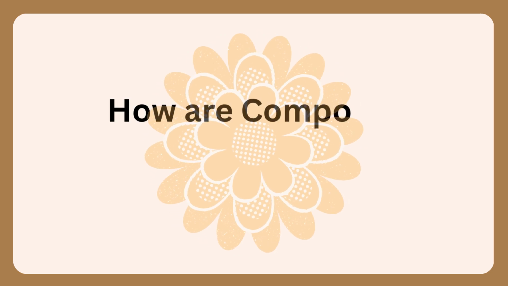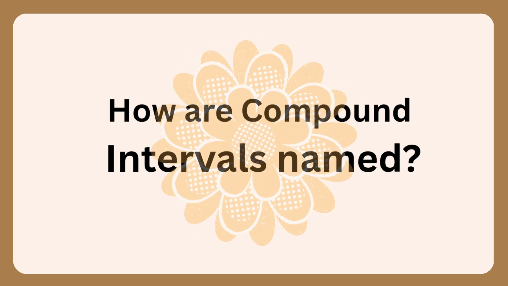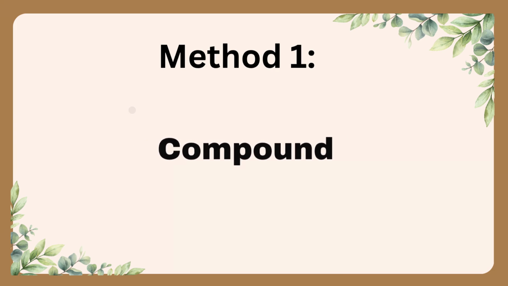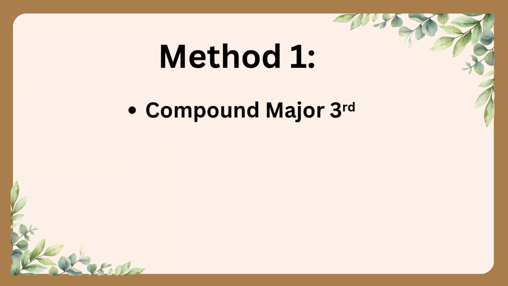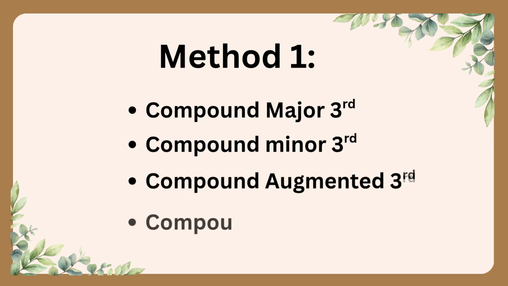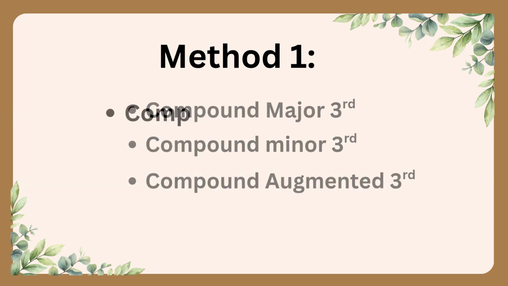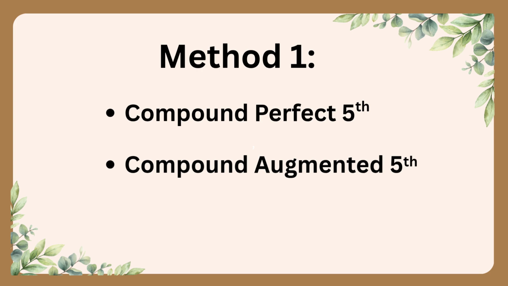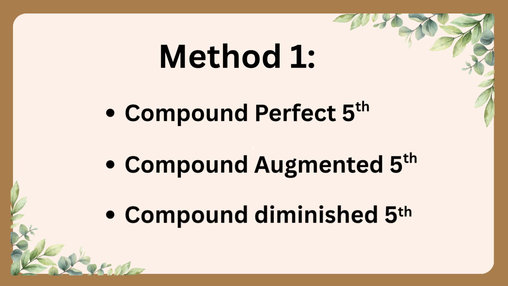How are compound intervals named? There are two ways to name a compound interval. Method 1. Add the word compound. For example, compound major third, compound minor third, compound augmented third, compound diminished third. Another example, compound perfect fifth, compound augmented fifth, compound diminished fifth.